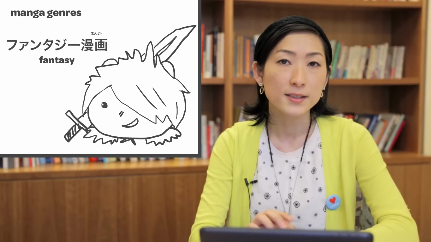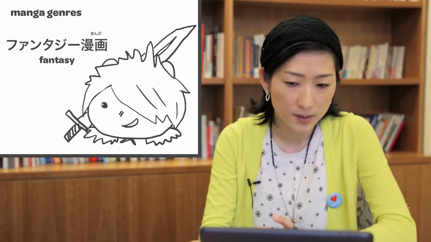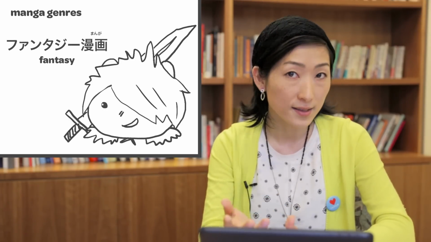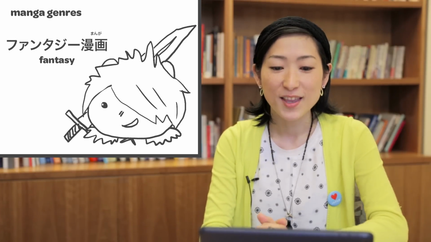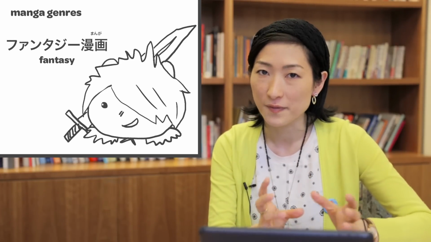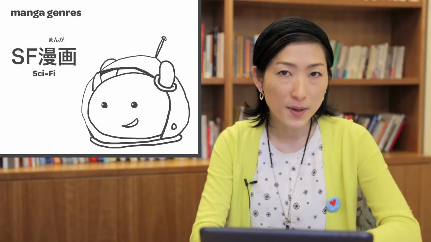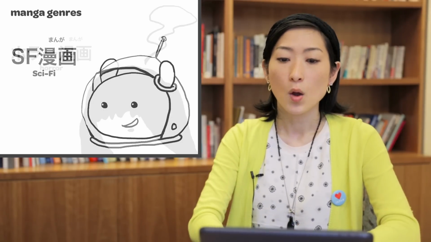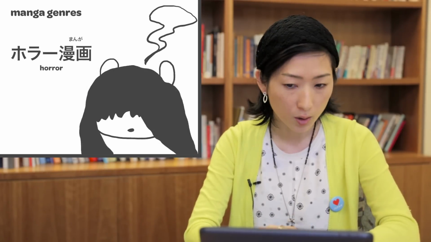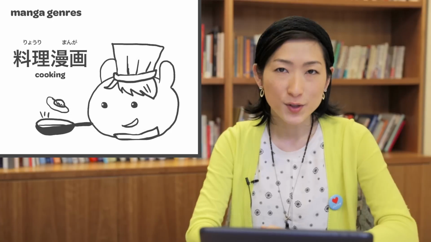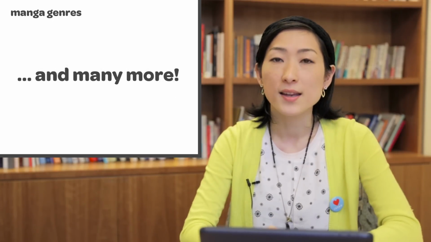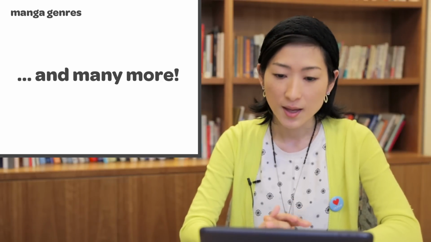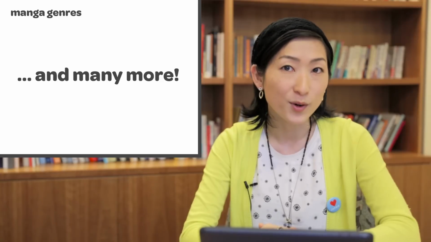Fantasy manga has some type of fantasy element. So, for example, Attack on Titan, One Piece, Naruto, Death Note, they all have some type of element of fantasy. SF manga is science fiction. Horror manga is horror. Ongaku manga is some type of music story, and ryori manga involves cooking. So it's pretty safe to say that every conceivable topic has been drawn as manga at some point.